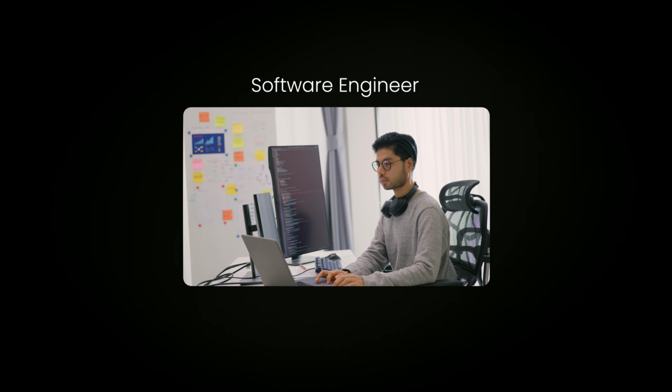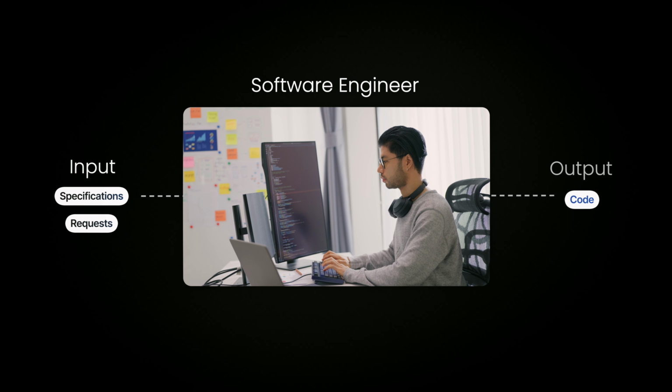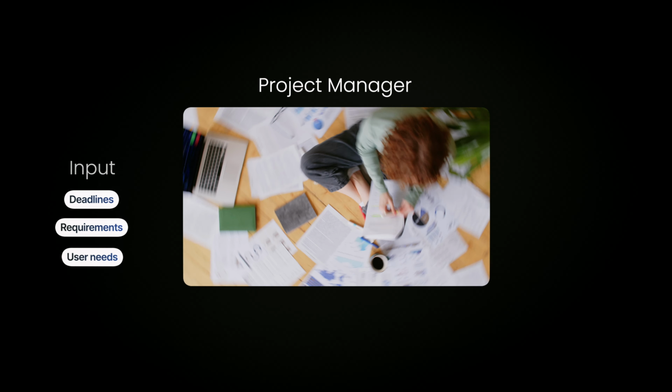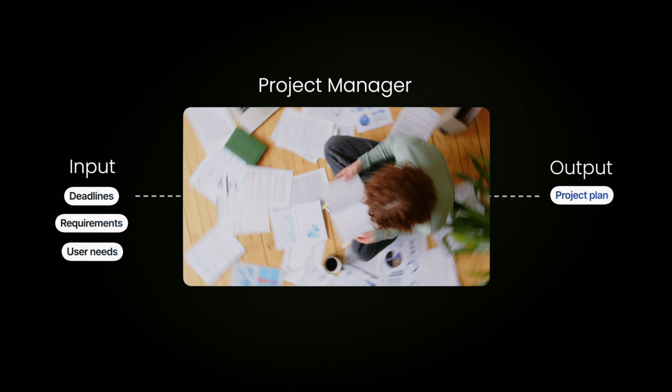Let's say you're a software engineer. You take specifications, requests, you process them, and out comes code ready to deploy. If you're a project manager, you take deadlines and requirements and user needs, organize them, and out comes, say, a project plan with milestones. The theory of constraints really applies to everyone, and it can help us work smarter instead of harder. Let's apply the theory of constraints to your personal productivity.